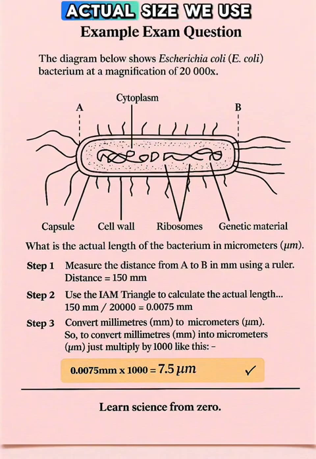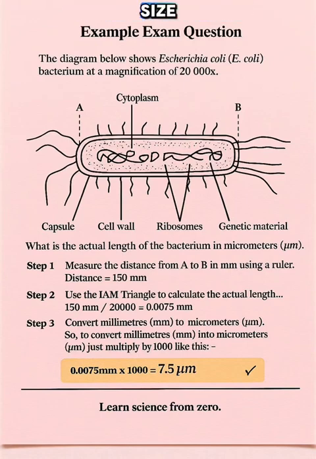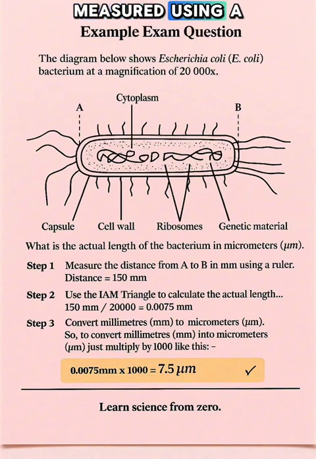To work out the actual size, we use the I am triangle. So we divide image size, which is the 150 millimeters you measured using a ruler, divided by 20,000, and that gives us 0.0075 millimeters.